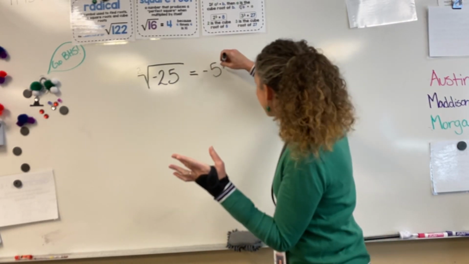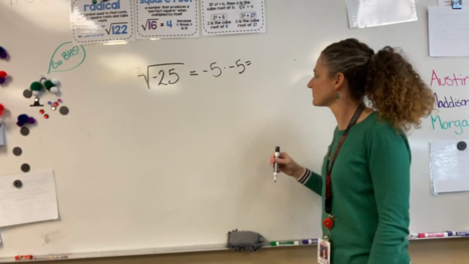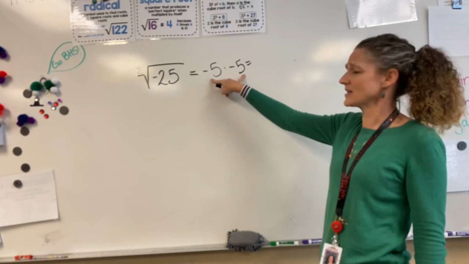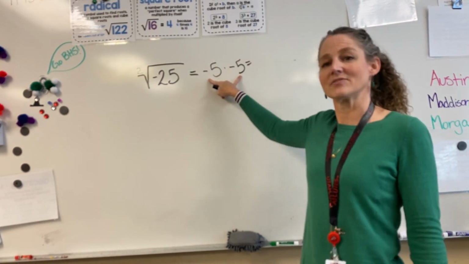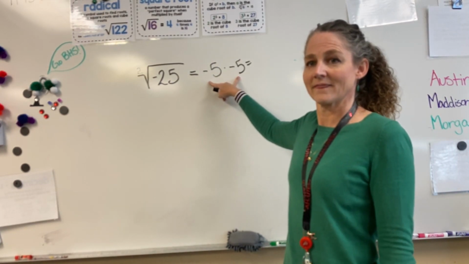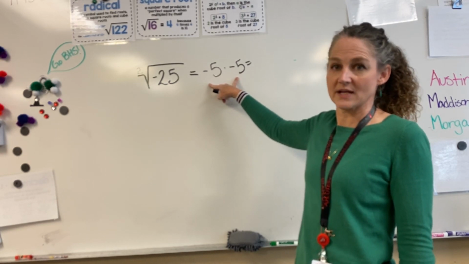So negative 5 times negative 5. Guys, what's negative 5 times negative 5? 25. No. Negative 5 times negative 5 does not give me an error. Ethan! What's negative 5 times negative 5? Negative 25. What flavor of 25? Positive or negative? Positive.